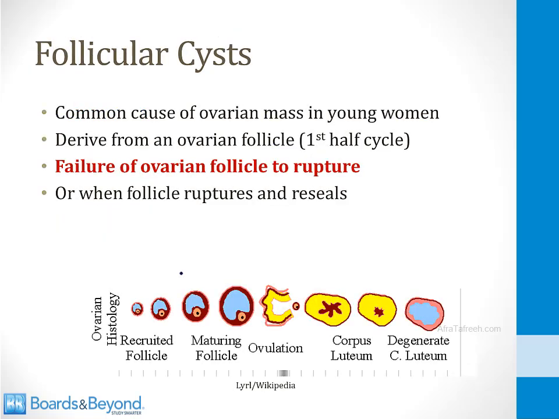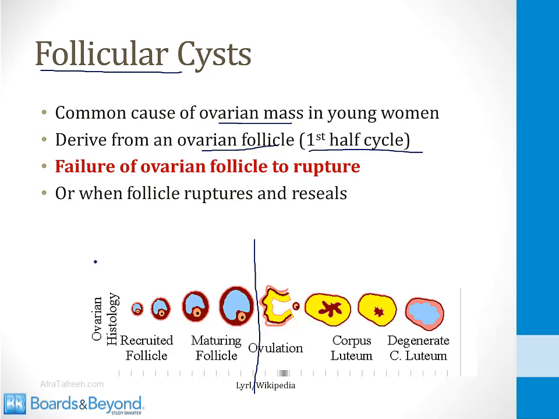So now that we've briefly reviewed the normal functions of the ovary and the cells in the ovary, let's start talking about cysts. And first we'll talk about follicular cysts. These are a very common cause of an ovarian mass in young women. They derive from an ovarian follicle that develops in the first half of the menstrual cycle. Remember, in the first half of the menstrual cycle, estrogen drives maturation of follicles and they grow in size.